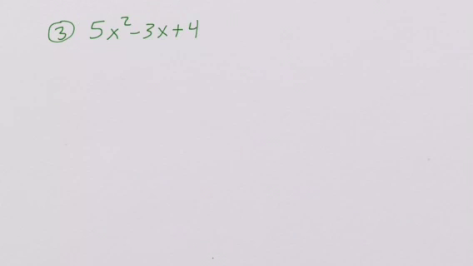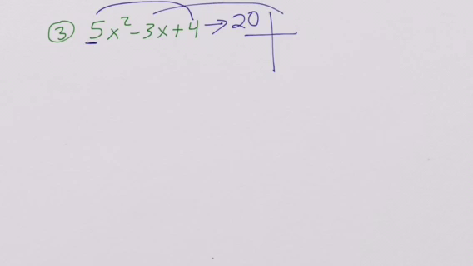All right, let's try the next one. So because our first coefficient is not 1, we're going to use the bounce method. So we're going to take 5 times 4, and that's going to be 20. I'm going to slide that right over there. And then the negative 3, again, goes into the right column. So we need two factors that when we multiply, we get 20, and when we add them together, we get negative 3.